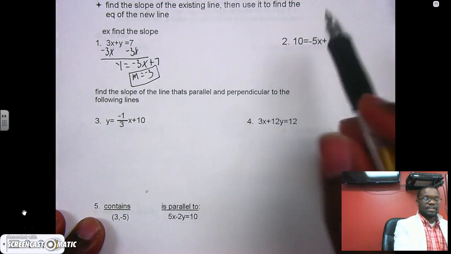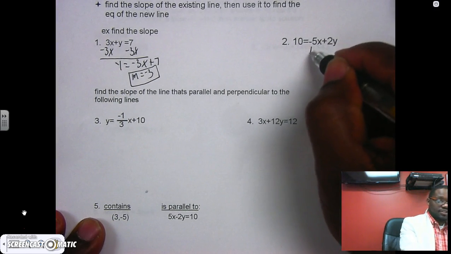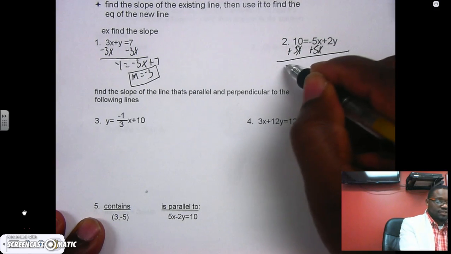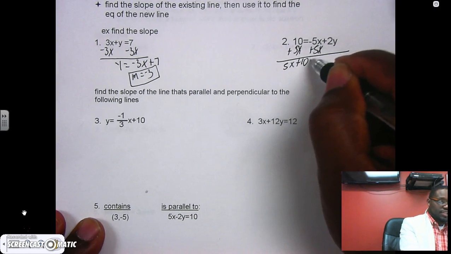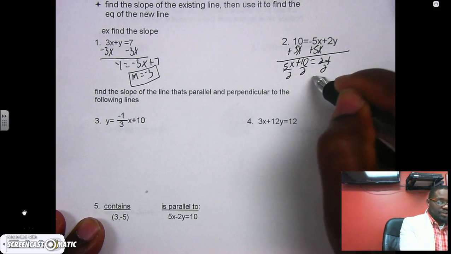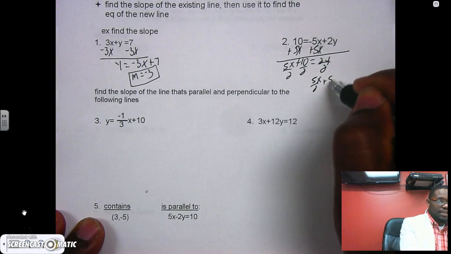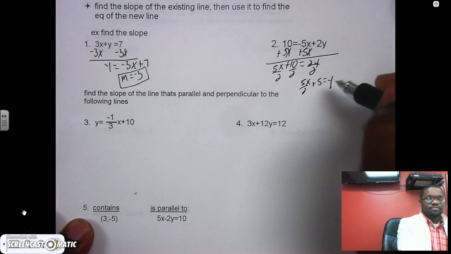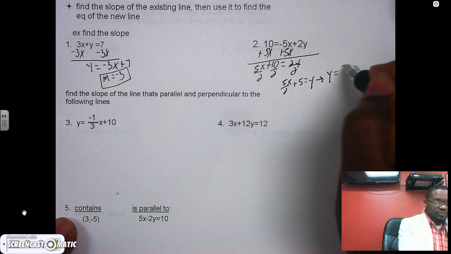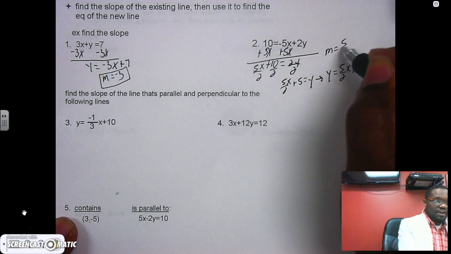Over here, even though it's flipped around, it doesn't matter. I still need to isolate the y, or get the y by itself. So I got to move the x to the other side. So I add 5x to both sides. So I have 5x plus 10 equals 2y. Divide everything by 2, and you get 5 over 2x plus 5 equals y. And again, I'm pretty sure we're not comfortable looking at it like this, so I'll change it around. Y equals 5 over 2x plus 5. Either way, you'll see that the slope is 5 over 2.